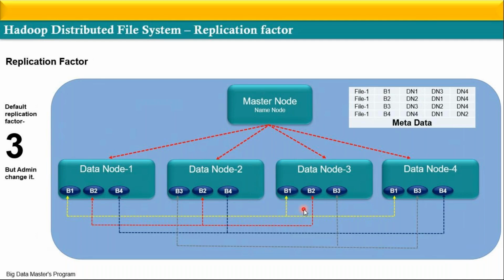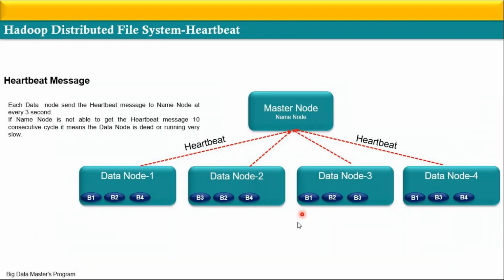So we are able to get the data, but how is it possible? How is the master node able to know whether a particular machine is live and available inside the cluster? It is because of the heartbeat message. Each and every machine is sending heartbeat messages to the master node. Every 3 seconds, the data node sends the heartbeat message to the master node.